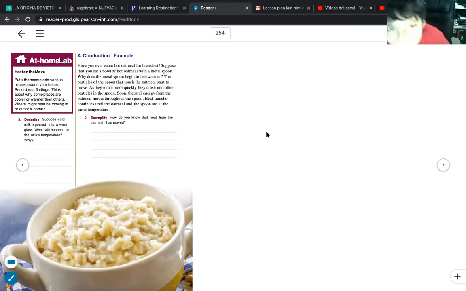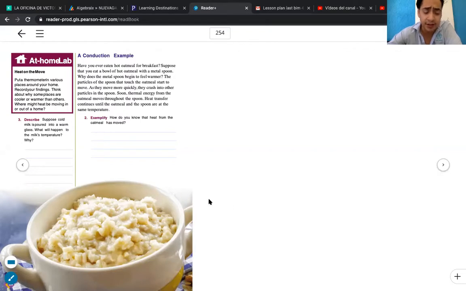Okay, so that's a nice reading, Bruno, very good. It's telling us an example of conduction. Here at the bottom, you see a picture of some oatmeal. What is oatmeal? Avena. When you make oatmeal in your cup, that's what I was telling you about the coffee. The oatmeal is going to make the cup become warm because the oatmeal is hot. So obviously the cup is going to be hot.